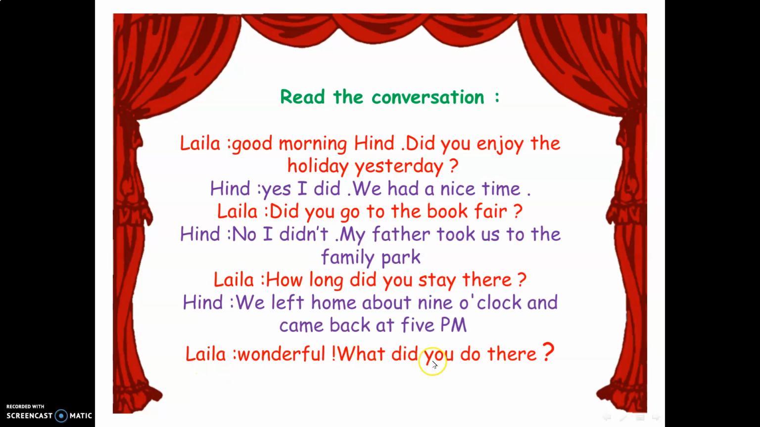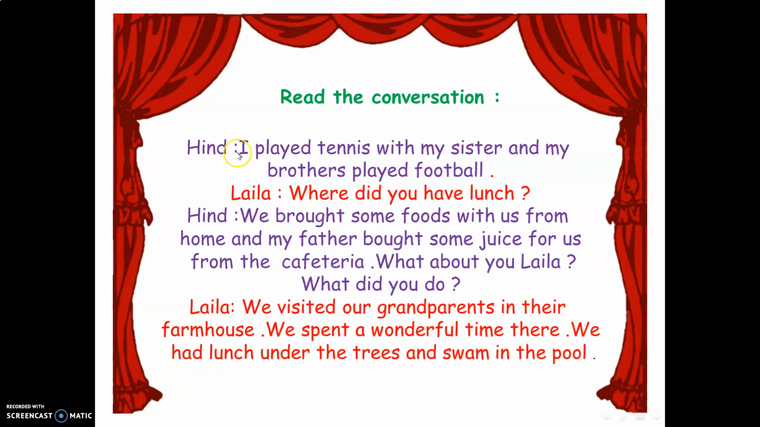Layla: Wonderful. What did you do there? Hind: I played tennis with my sister and my brothers played football. Layla: Where did you have lunch? Hind: We brought some foods with us from home and my father bought some juice for us from the cafeteria. What about you, Layla? What did you do? Layla: We visited our grandparents in their farmhouse. We spent a wonderful time there. We had lunch under the trees and swam in the pool.